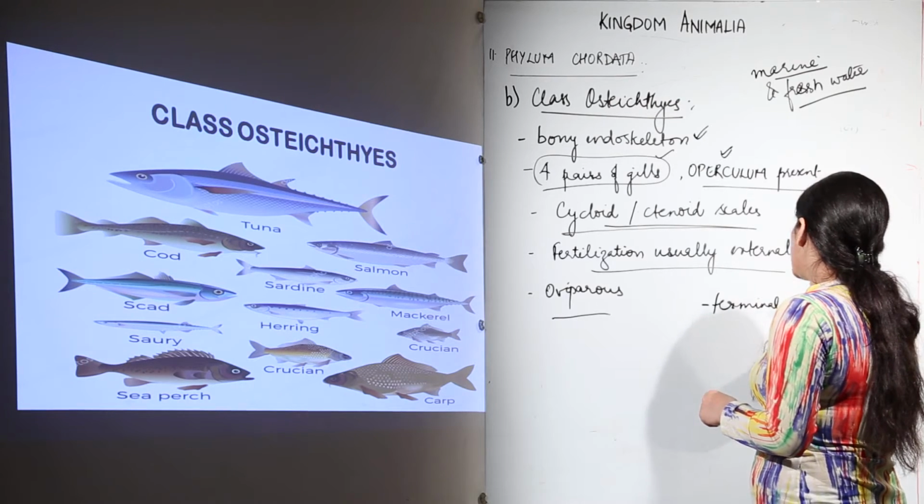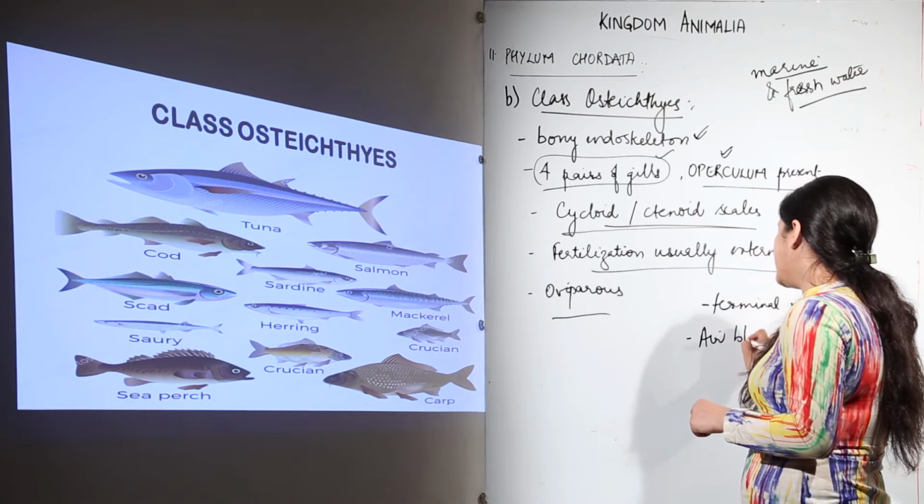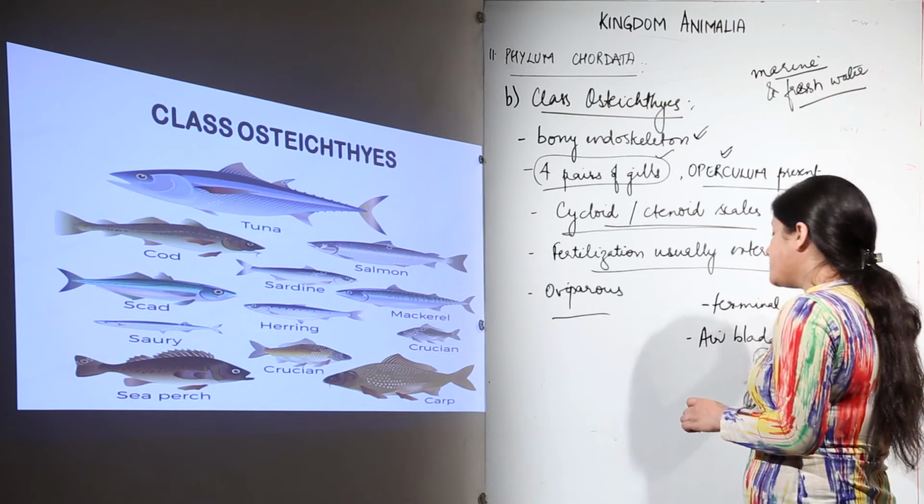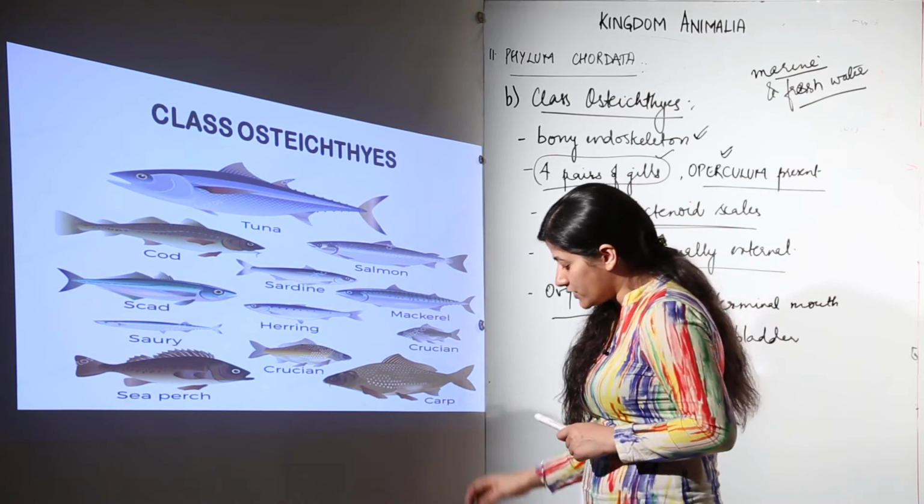Moreover, in order to regulate buoyancy, they have an air bladder, which was not present in the case of shark-like fishes, and they had to swim. That means these fishes are going to float.